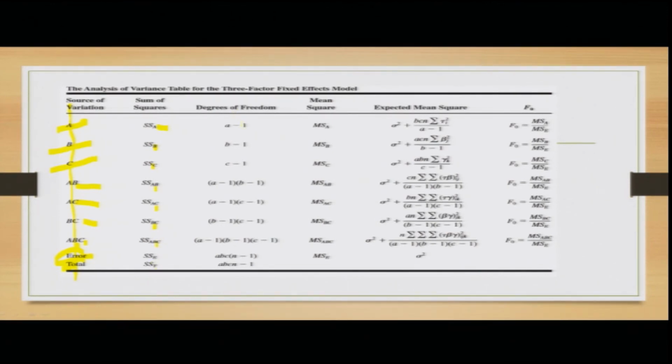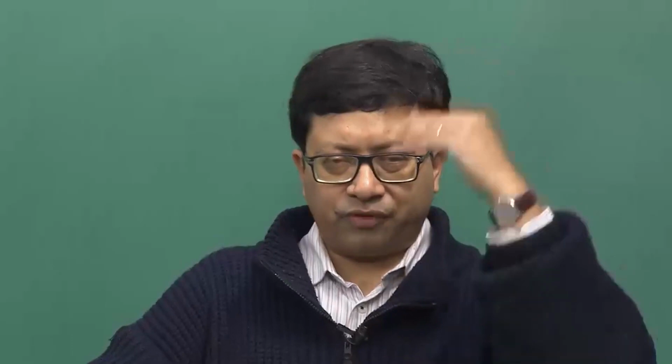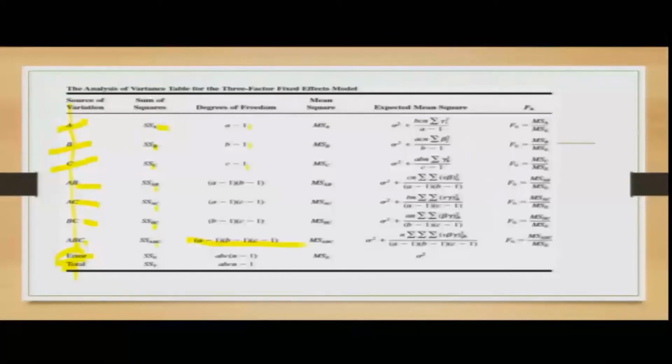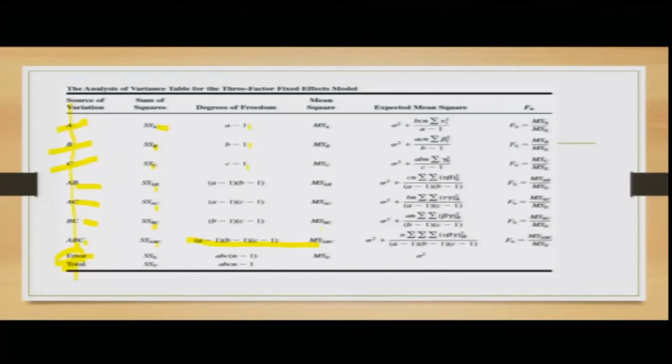So, the degrees of freedom would be A minus 1, B minus 1, C minus 1. And when I consider the combined terms, for two factors it would be A minus 1 into B minus 1 for the first one, A minus 1 into C minus 1 for the second one, B minus 1 into C minus 1 for the third one, and if I go to the 3-factor combination, it will be A minus 1 into B minus 1 into C minus 1. For the errors, as we have already done in the initial case, it is abc into n minus 1, and the total sum of the degrees of freedom would be abcn minus 1.